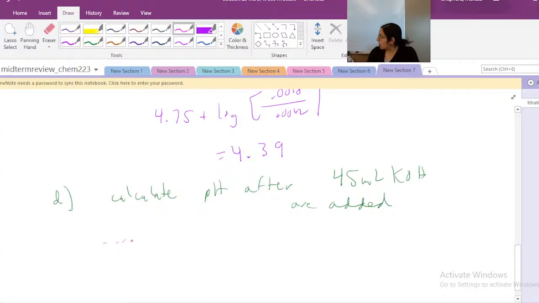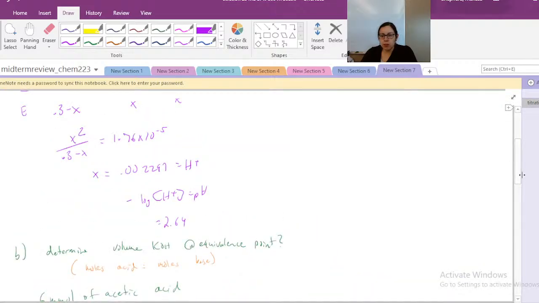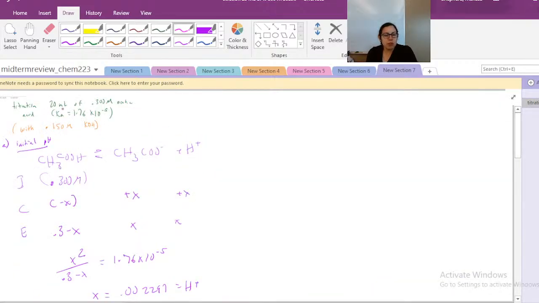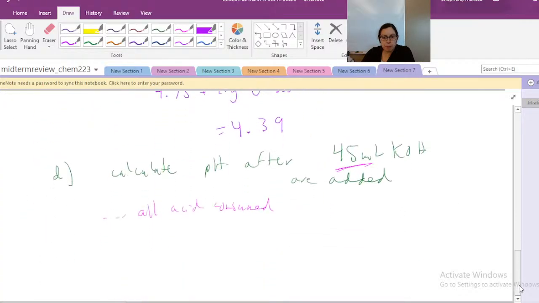I'll write that as a hint as people keep working on it. Basically, all acid is consumed, so you're trying to figure out essentially how much hydroxide is left. And this is where I said the new volume will matter for a concentration. So I'll let you finish working that out, or at least trying to. Keep in mind that you started with 20 mLs of acetic acid, because you at least need to know the total volume.